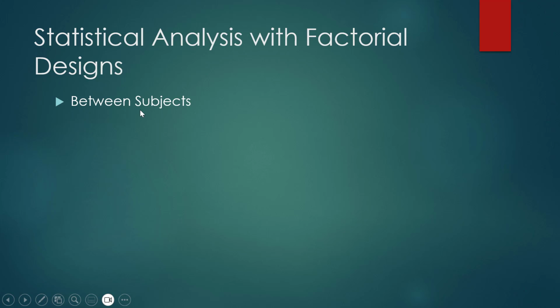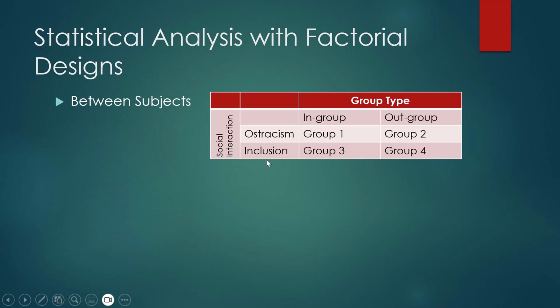You could have a between subjects factorial design where you have two different factors. Here, social interaction is one factor with two levels, ostracism and inclusion. Group type is another factor, a second independent variable. You have in-group and out-group as your two different levels. These are four different groups, with separate independent participants in each cell.